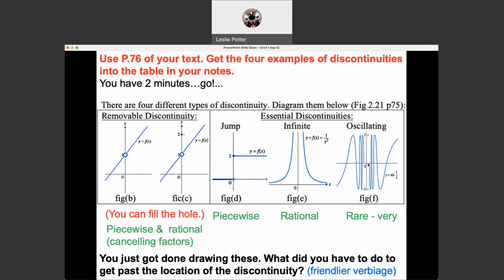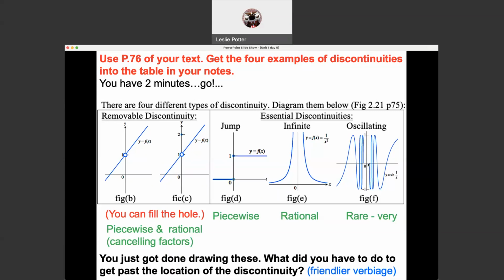I'm on the function, I'm gonna come up to here, what do I have to do? Lift up my pencil, right? And go up there. How about here? Do I have to do the same thing? Right, come up here, I gotta lift up my pencil. The same thing with the oscillating. I oscillate, I get to this point, I gotta lift up my pencil, come over here and continue. Right?